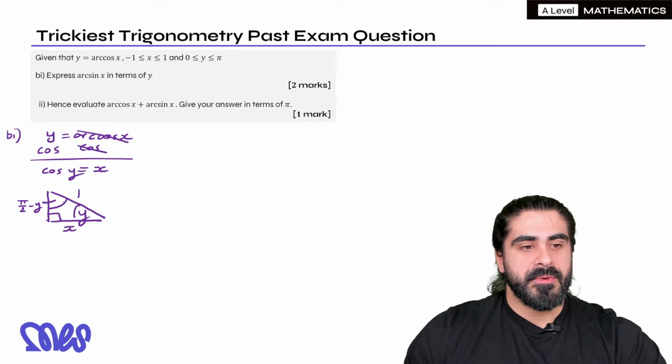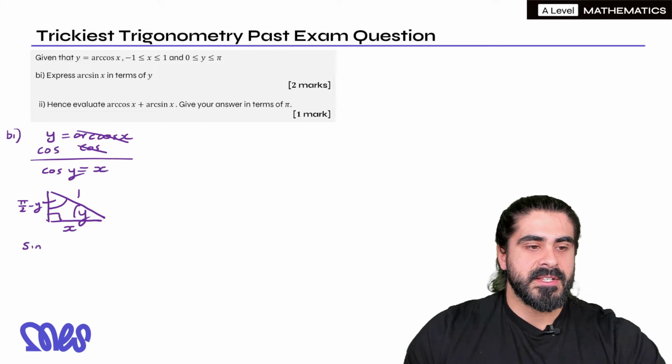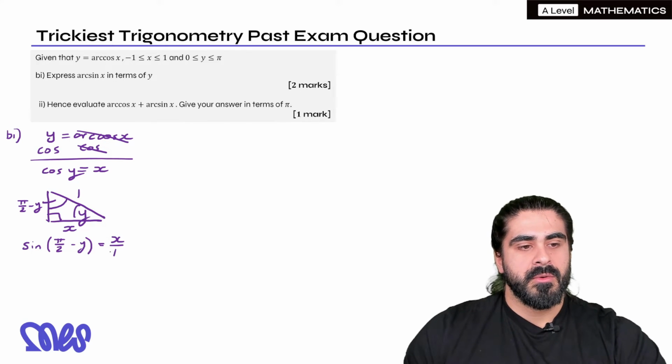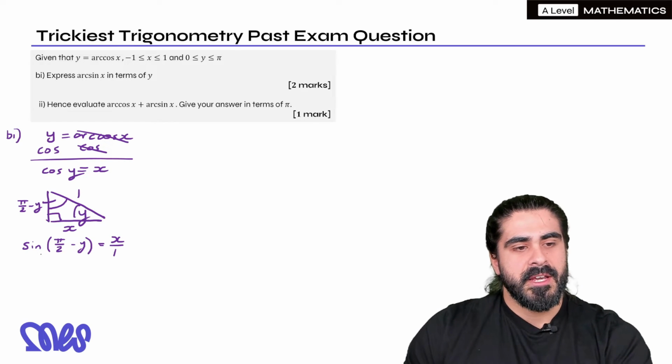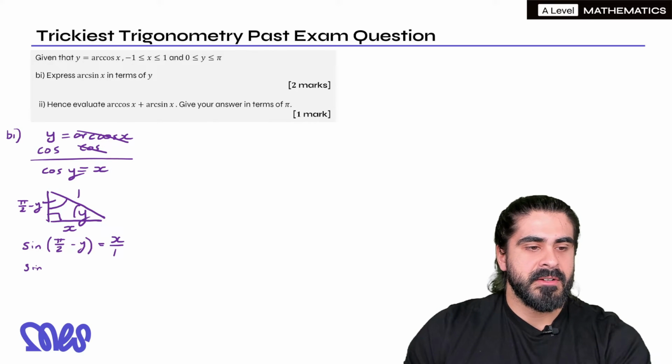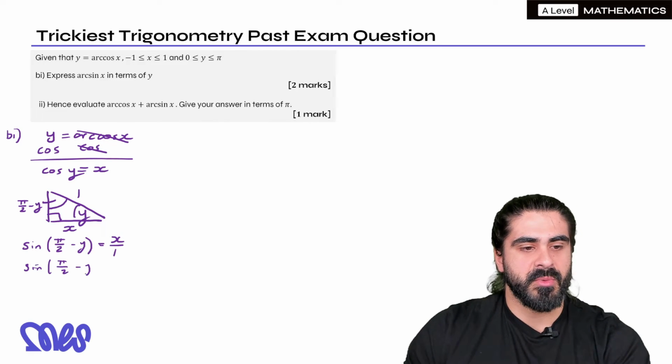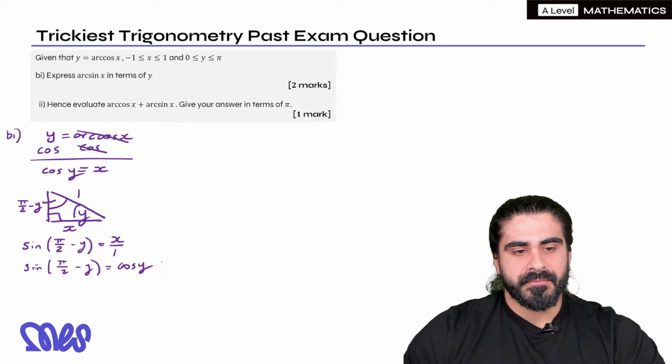Now, how else could we represent x over 1? Well, we could have said sine of pi over 2 minus y is also x over 1. If sine of pi over 2 minus y is x, and cos of y is x, it must mean that sine of pi over 2 minus y is the same as cos of y.